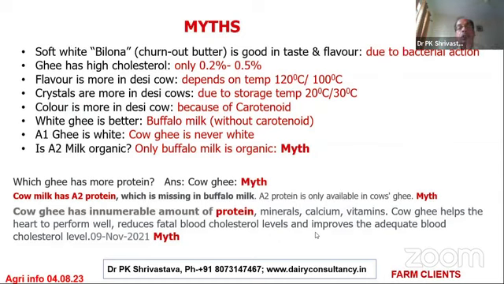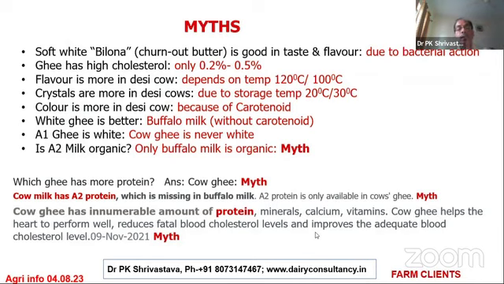Correct, but it is not because of desi cow, it is because of the cow. Any cow will have a color because it will have carotenoid. Buffalo doesn't have carotenoid. White ghee is better. Better, I don't know what means better. But buffalo milk is without carotenoid, so the ghee is white. Cow ghee is never white.